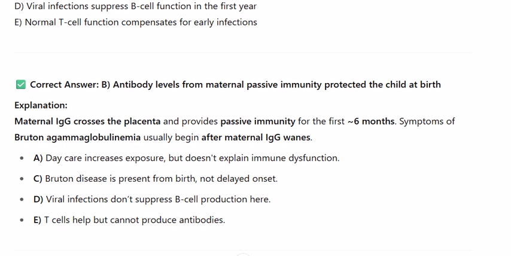Explanation: maternal IgG crosses the placenta and provides passive immunity for the first 6 months. Symptoms of Bruton agammaglobulinemia usually begin after maternal IgG wanes. A. Daycare increases exposure but doesn't explain immune dysfunction. C. Bruton disease is present from birth, not delayed onset. D. Viral infections don't suppress B cell production here. E. T cells help but cannot produce antibodies.